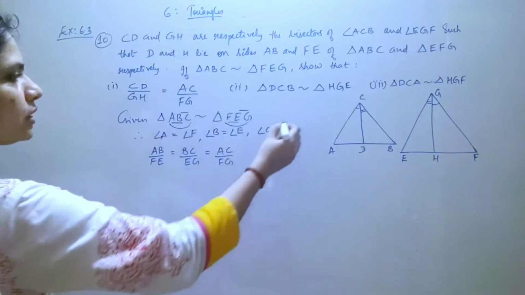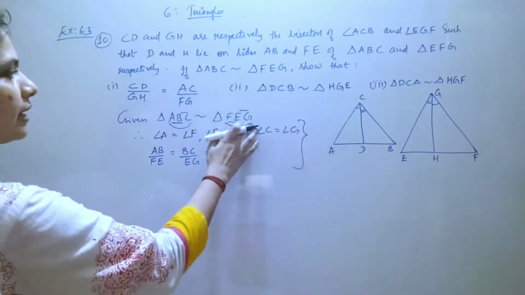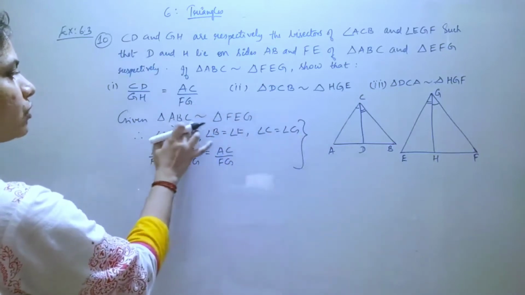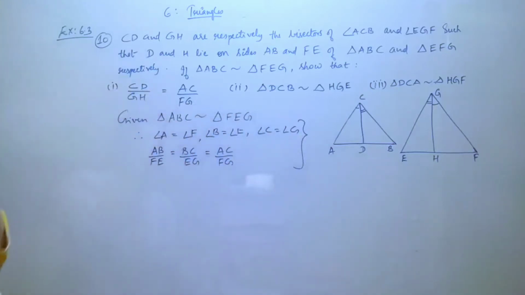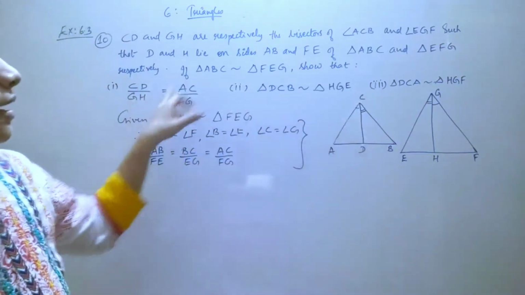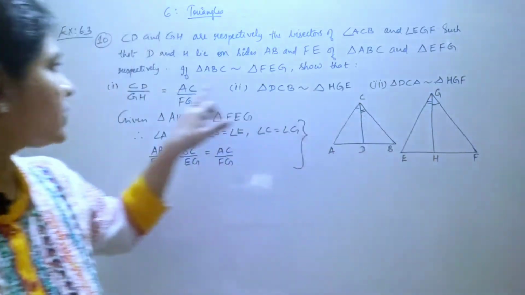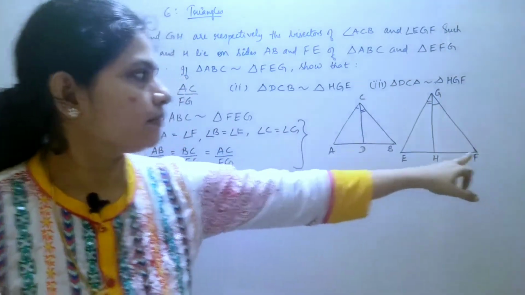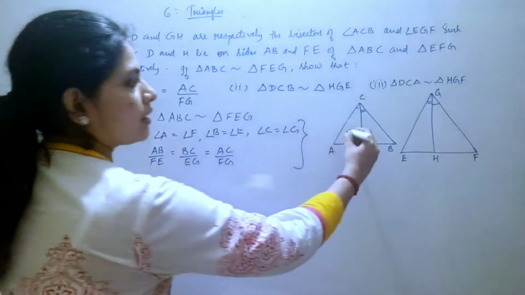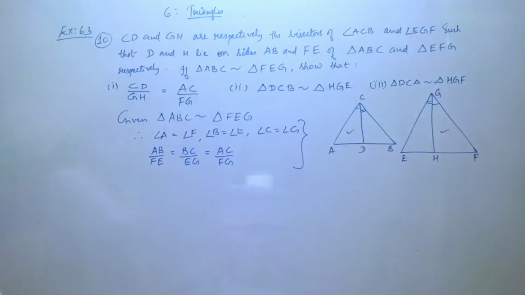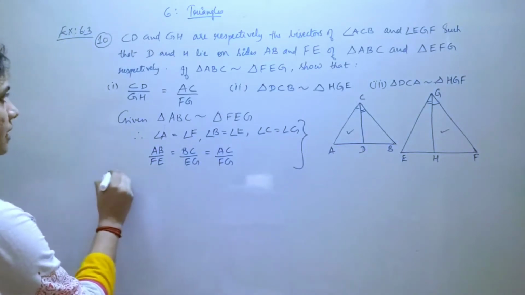So these are the two things which you are getting from the similarity concept. Now what we need to do, we have to get these fractions to be equal. Look at the picture. You have CD by GH is equal to AC by FG. That means you need to consider the triangle ACD and FGH. So we will start with considering the triangle.